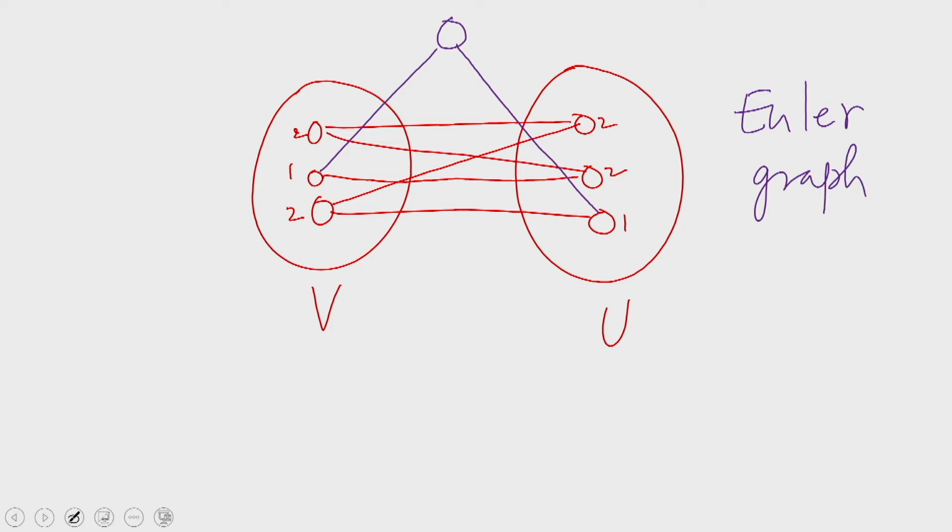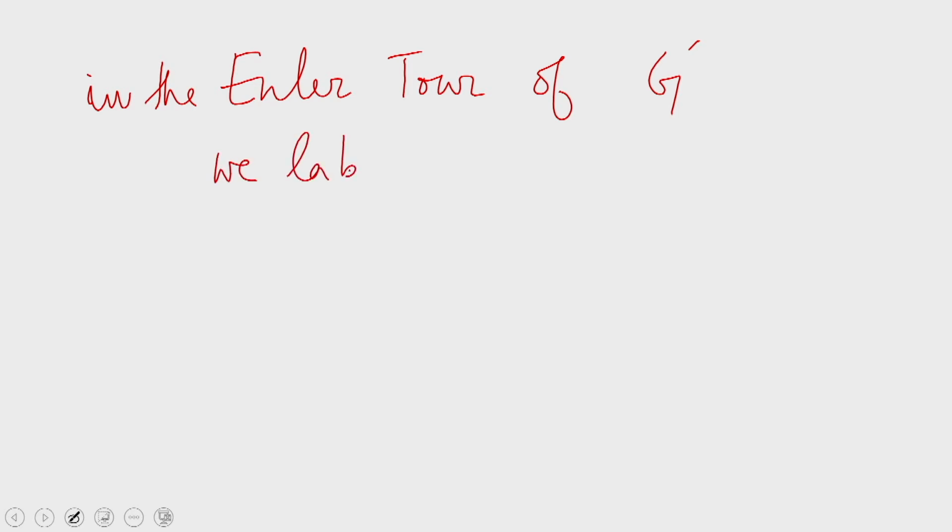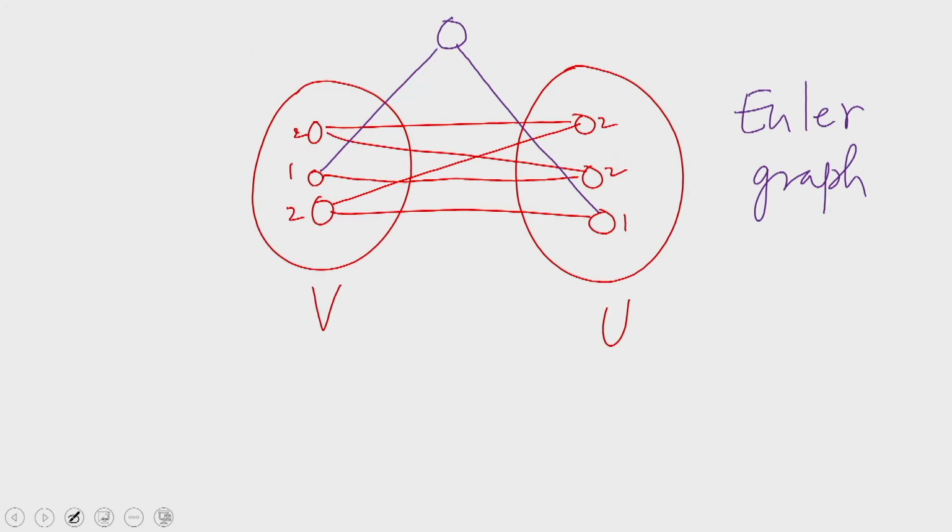Therefore, we can find an Euler tour of it. That is, we can start at a vertex, visit every single edge and come back to the same vertex without visiting any edge twice. So, let us say when we do an Euler tour, G prime is the enhanced graph. Let us say in the Euler tour of G prime, we label the edges 0 and 1 alternately. That is, when we come into a vertex through an edge labeled 0, we go out through an edge labeled 1.